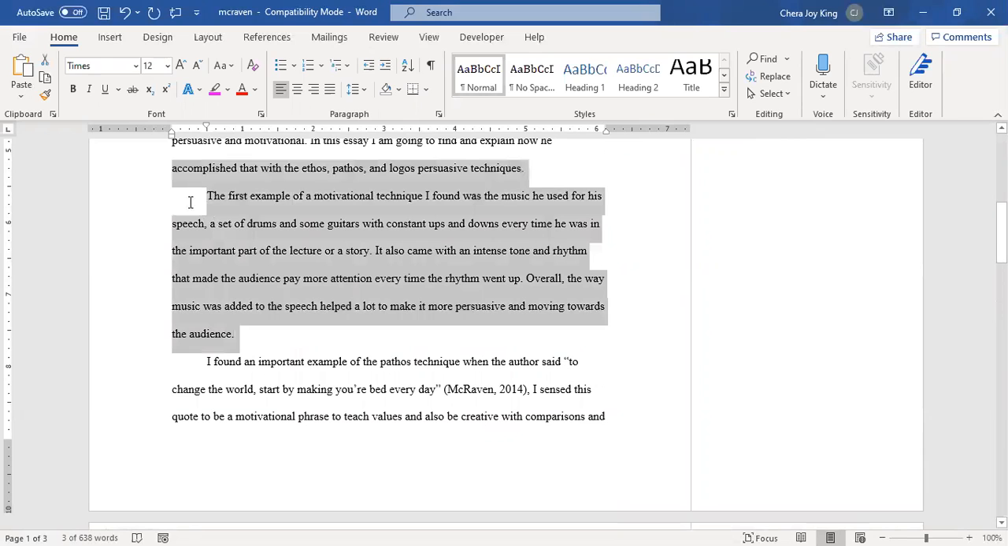So I'm going to look at this paragraph right here. The first example of a motivational technique I found was the music he used for his speech, a set of drums and some guitars with constant ups and downs every time he was in the important part of a lecture or story. It also came with an intense tone and rhythm that made the audience pay more attention every time the rhythm went up. Overall, the way the music was added to the speech helped a lot to make it more persuasive and moving toward the audience.